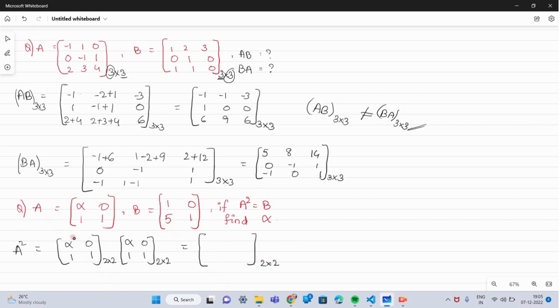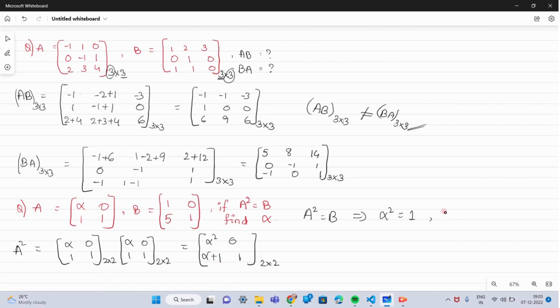Now just multiply first row with first column, you will get alpha square, and first row with second column you will get 0. Second row with first column you will get alpha plus 1, and second row with second column you will get 1. Now just equate this A square matrix with B matrix. When we equate A square with B, we'll get alpha square is 1. This alpha square equates to this one. 0 is also equal to 0.